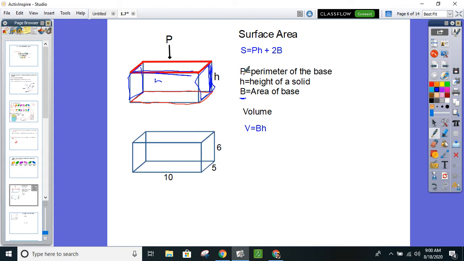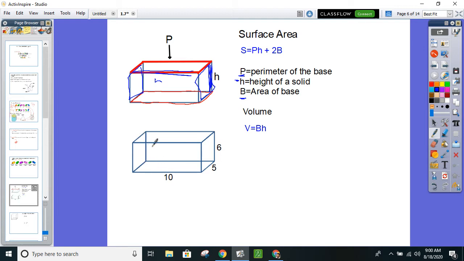Anytime you have a capital letter, that usually in math stands for something more than just that particular thing. A small letter represents just one solid thing, like a height. A big P stands for perimeter. It means multiple parts are being added together. And a big B stands for area. It means we're going to multiply two sides to get that. So let's do that first. We'll do the surface area.